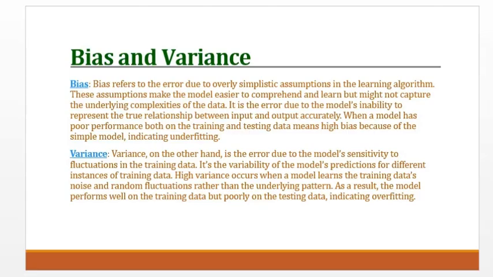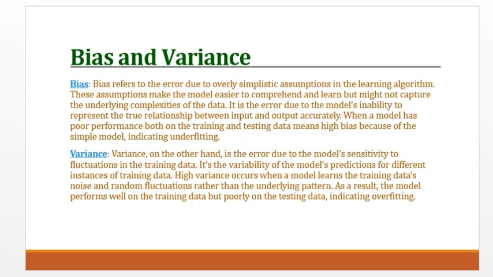Bias refers to the error due to overly simplistic assumptions in the model. It reflects how well the model captures the true relations in the data. It is error due to the model's inability to represent the true relationship between the input and the output accurately. Now, high bias models are too simple and fail to capture the complexity of the data. This leads to underfitting, where the model performs poorly on both training and testing data. For example, using a straight line to fit data that clearly follows a non-linear pattern.